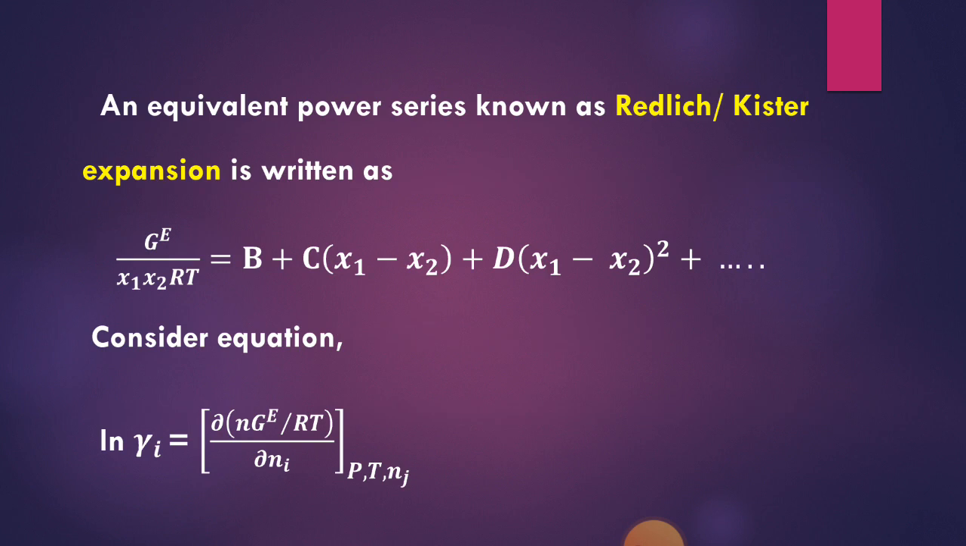For this, one power series known as the Redlich-Kister expansion is written as GE by x1 x2 RT is equal to B plus C into x1 minus x2 plus D into x1 minus x2 whole square plus and so on. Now we consider the equation ln gamma i is equal to dou of nGE by RT by dou Ni at constant pressure, temperature and Nj.